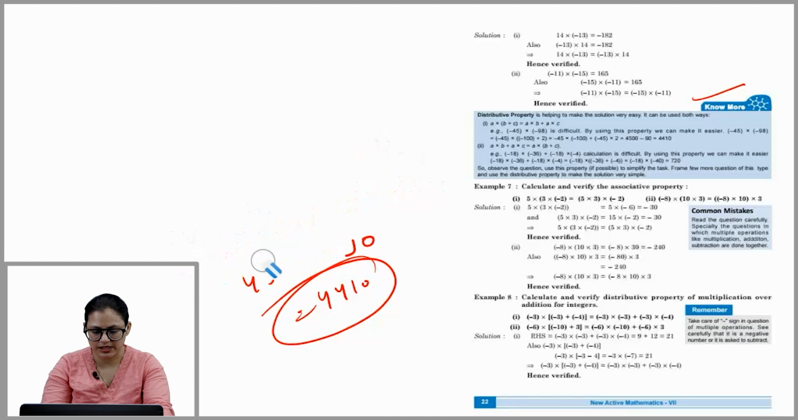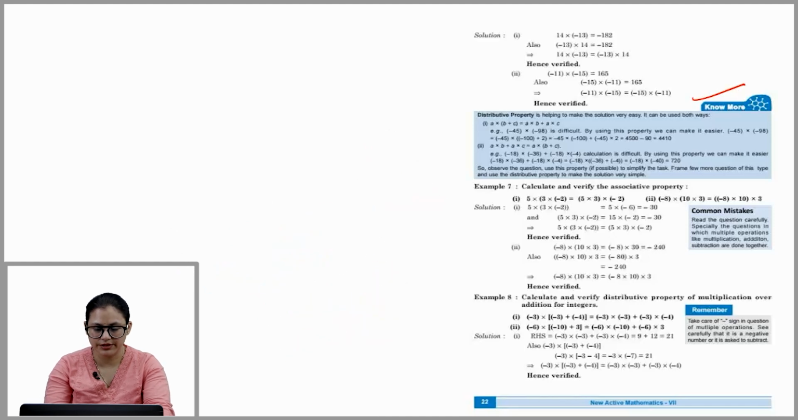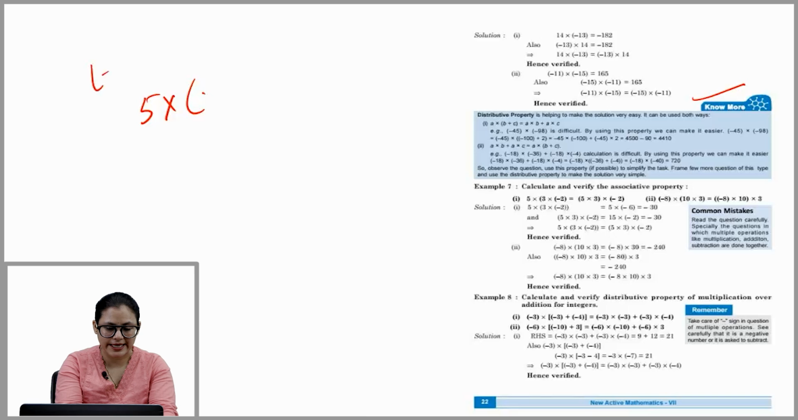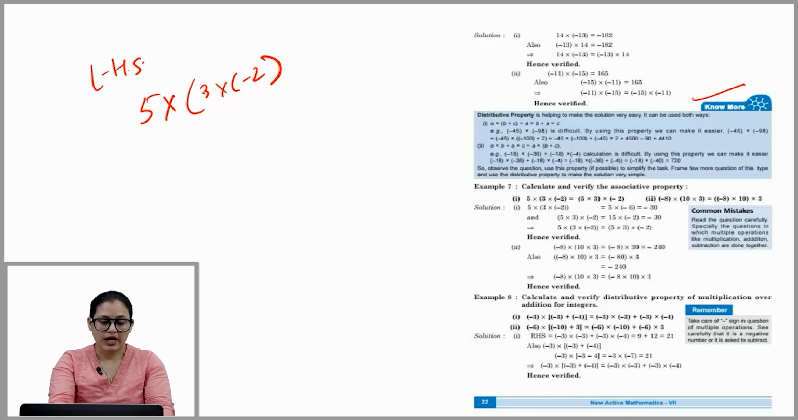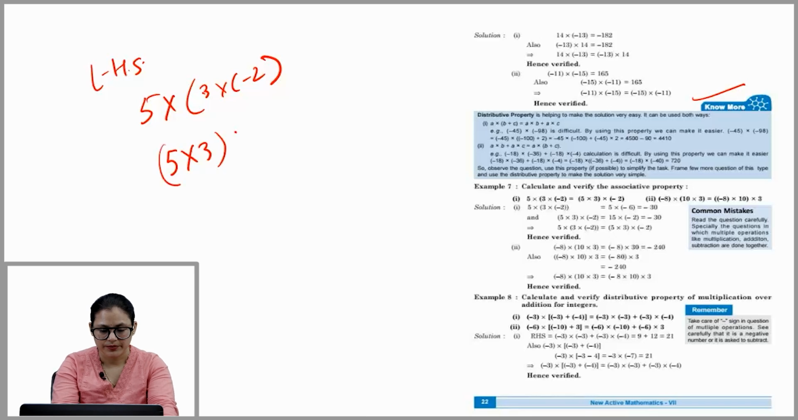You have to multiply 3 numbers. Here it is given 5 into 3 into minus 2. So first I am taking LHS, that is left hand side, 5 into 3 into minus 2. Then what will you do? 5 into 3 and then minus 2. 5 into 3 is 15, minus 2, so you will get answer minus 30. Okay, so this is LHS.